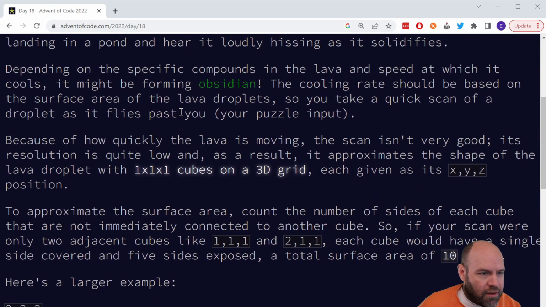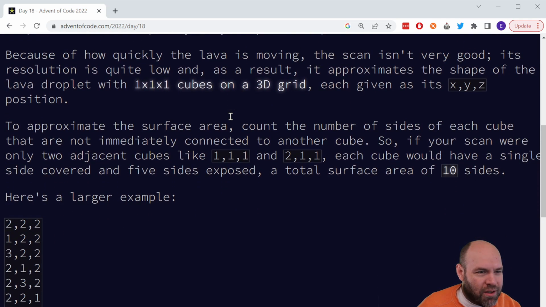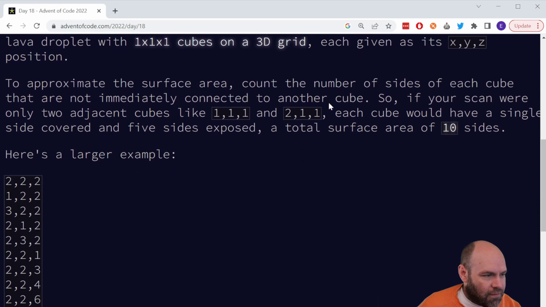Depending on the specific compounds in the lava and the speed at which it cools, it might be forming obsidian. The cooling rate should be based on the surface area of the lava droplets, so you take a quick scan of the droplet as it flies past you, your puzzle input. Because of how quickly the lava is moving, the scan isn't very good. Its resolution is quite low, and as a result, it approximates the shape of the lava droplet with 1x1x1 cubes on a 3D grid, each given as an XYZ position.